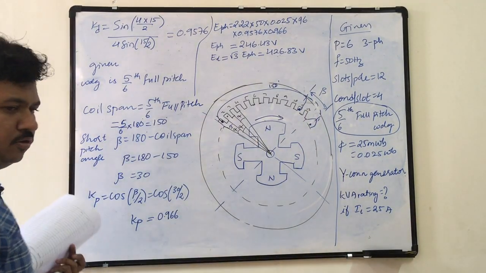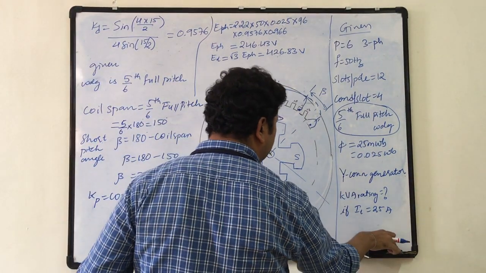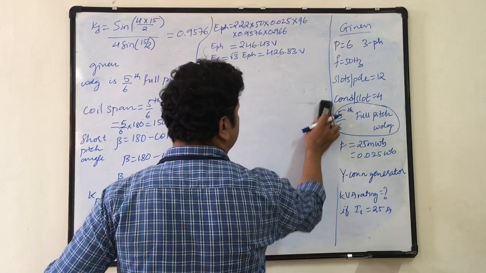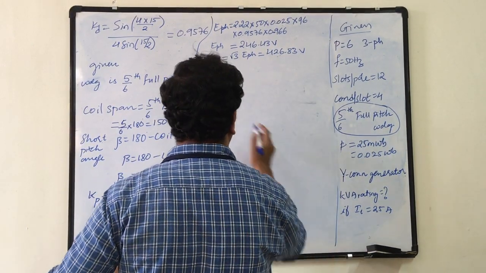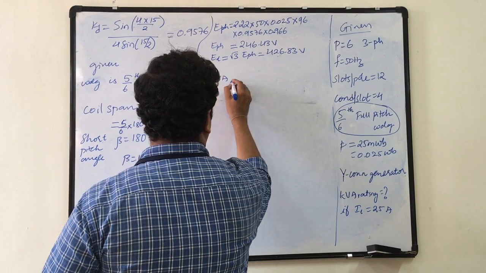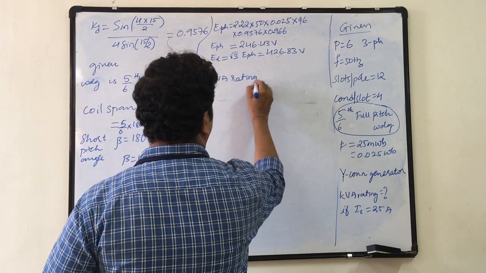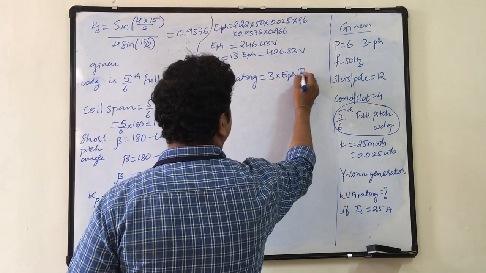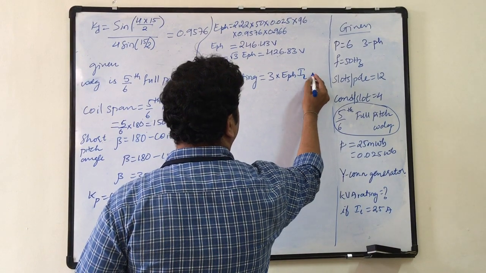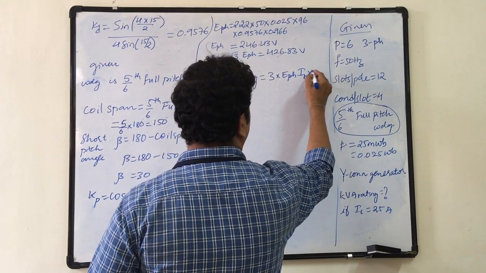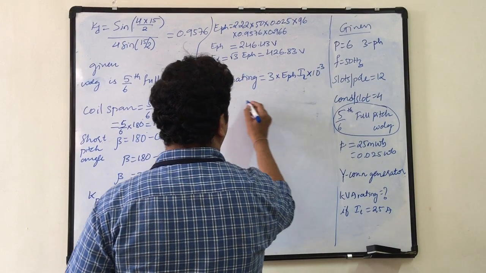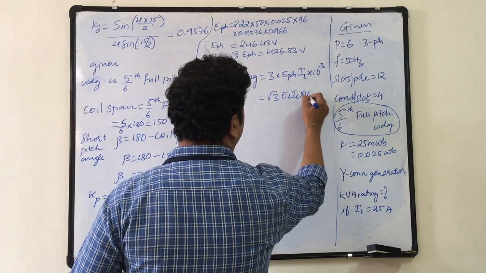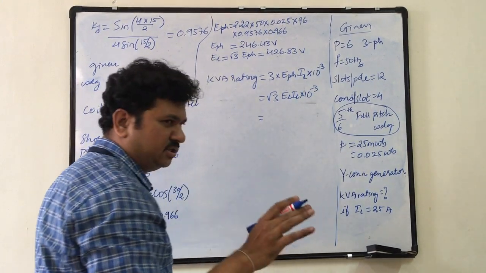Then I need to also find out the KVA rating of the alternator. So KVA rating is equal to, I can write, 3 into EPH into IL, because it is star connected, IL into 10 to the power minus 3, or also root 3 EL IL into 10 to the power minus 3. Both will give us the same values.